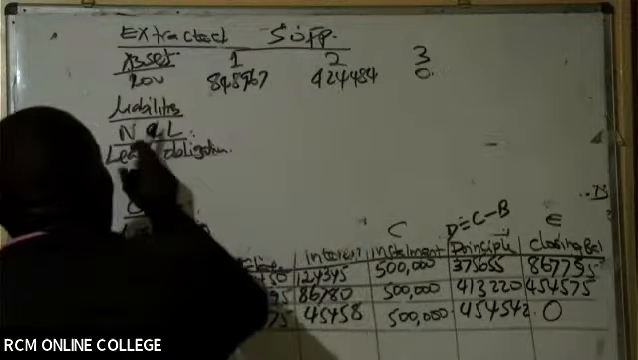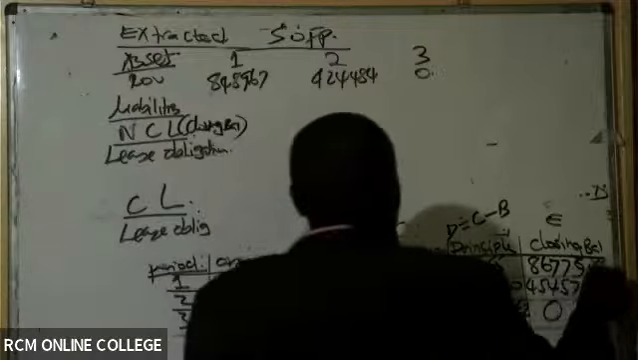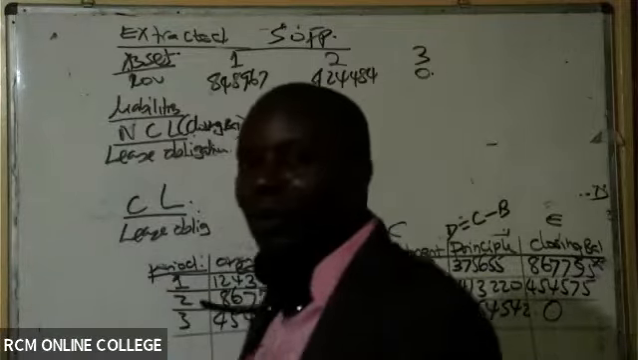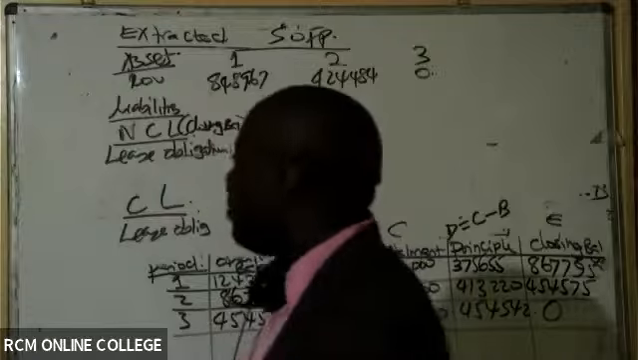Hapa ametuambia kitu ya muhimu sana. Amesema mwalimu, get the closing balance, don't pick the first figure. Don't pick the first figure. We normally pick from year 2.